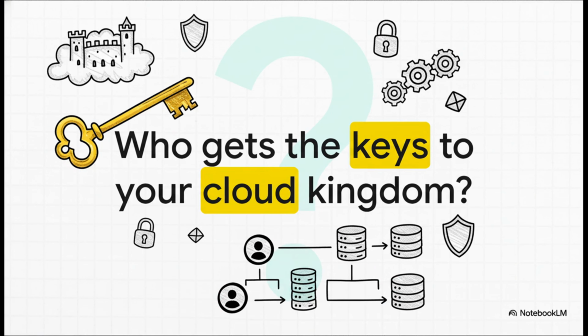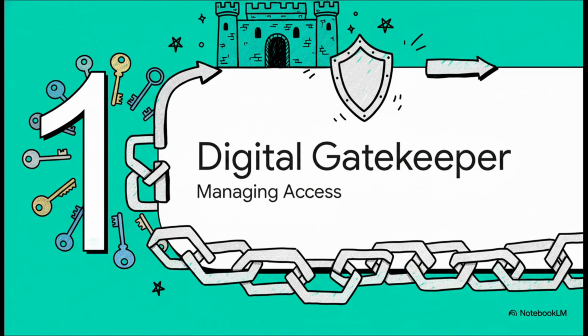It all boils down to one simple but incredibly important question. Who gets the keys to your cloud kingdom? I mean, think about it. Every virtual machine, every single database, every app you deploy, you have to have a clear answer for this. Because uncontrolled access, that's the fastest way to lose the keys to the entire kingdom. So, how do we manage all those keys? How do we make sure they only end up in the right hands?